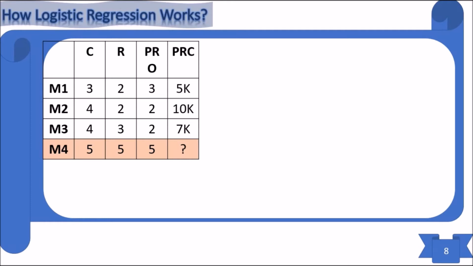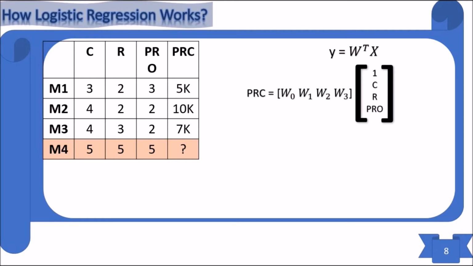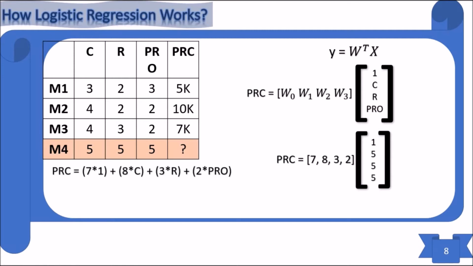Now for the upcoming mobile, the company gives a rating: camera quality of 5, RAM rating is 5, processor rating is 5. So we have an equation of linear regression, where y is the price in our case, w is the weight, and x is the feature. From training, we'll get, suppose, the weights. Let's assume after training we get the weights 7, 8, 3, 2, and this one is 1. C is the camera rating, this 5. R is again 5, and Pro is again 5. So we set these values, and now we multiply and add like this.